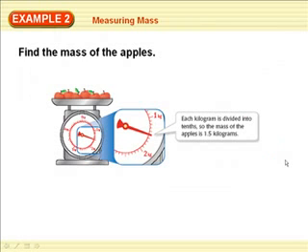Find the mass of the apples. Each kilogram is divided into tenths, so the mass of the apples is about 1.5. Notice that means it's between 1 and 2, and there are 10 little ticks: 1, 2, 3, 4, 5, 6, 7, 8, 9, 10. There are 10 little marks, and that's right smack in the middle at 1.5.